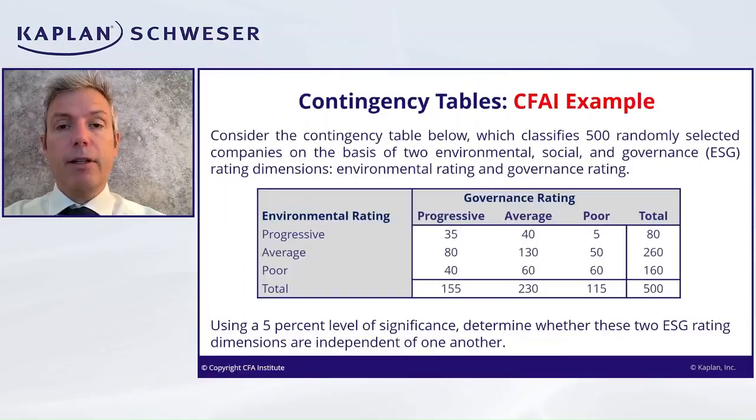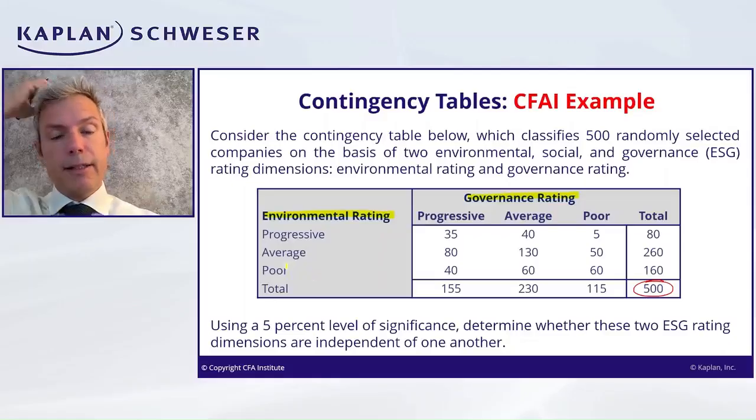All right, let's have a look at a CFAI example on this. Consider, if you will, the contingency table below which classifies 500, so that should be the number in the bottom right. Yes, it is. Randomly selected companies on the basis of 2 ESG dimensions. So your 2 dimensions here are governance rating and environmental rating. The question is, really, companies with good governance ratings, do they tend to have good environmental ratings, or vice versa even? Is there any read-through, say, from good governance rating to good environmental rating, or vice versa?